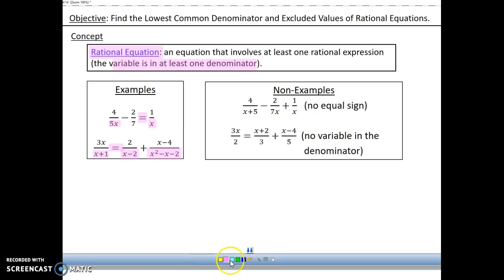Non-examples, you can see in this example there is no equal sign. Here I have an equal sign, but none of my denominators have an x, so there is no variable in the denominator. Therefore, it is not a rational equation.